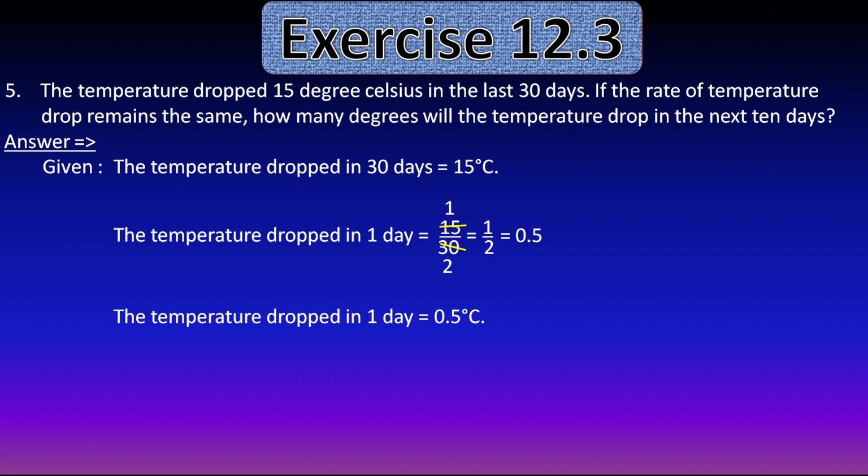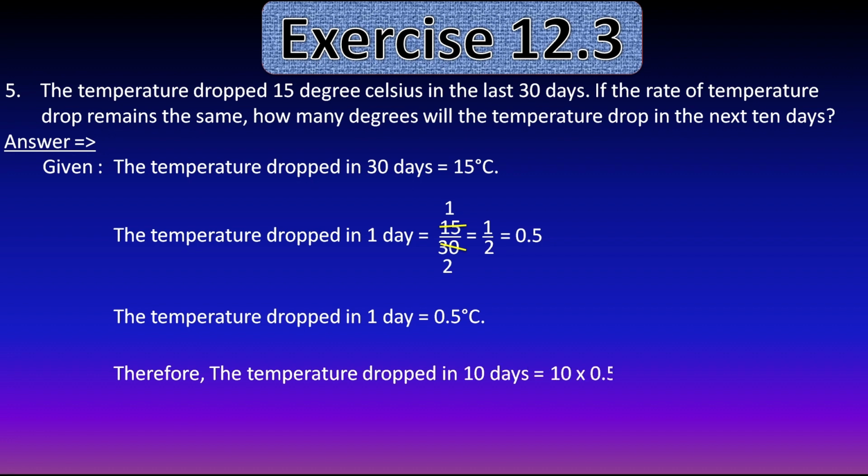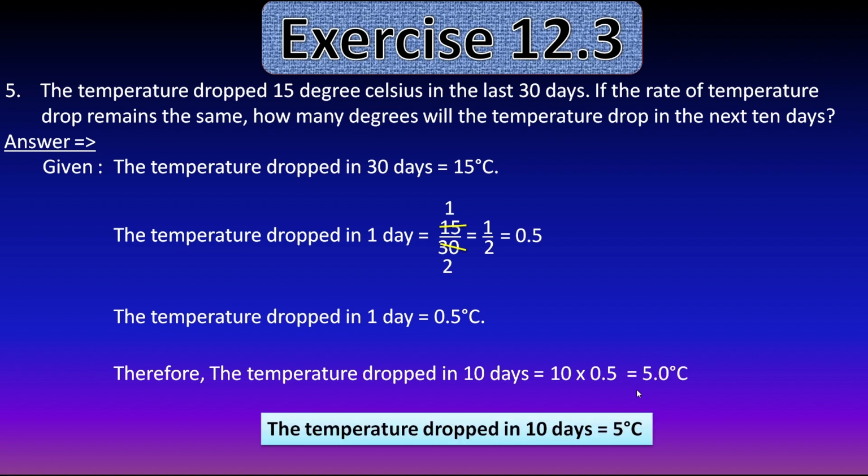Now we have to find for the next 10 days. So we have to multiply 0.5 by 10. So here I'll forget this decimal point and directly multiply: 10 5s are 50. I got the answer. Now I have to put this decimal point before one digit, then this becomes 5.0 degrees centigrade. That means the temperature dropped in 10 days is equal to 5 degrees centigrade.